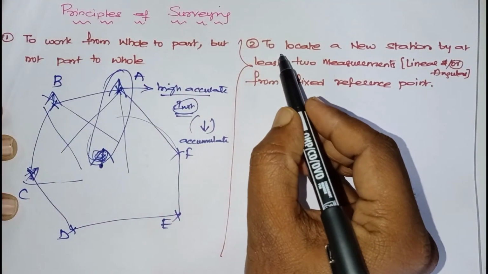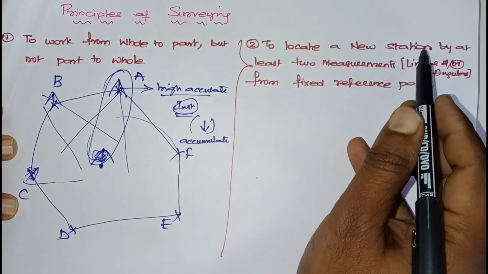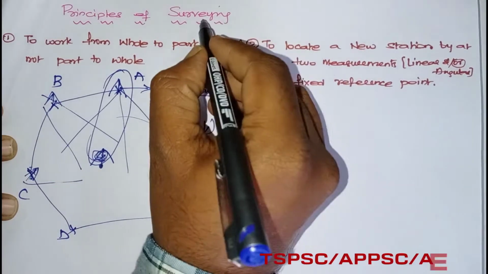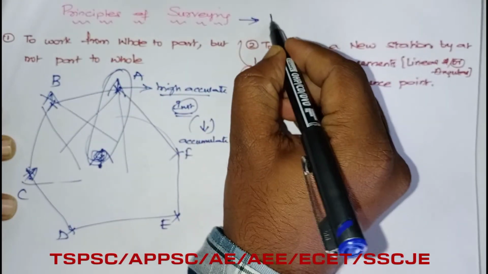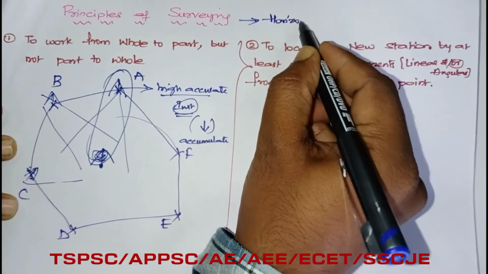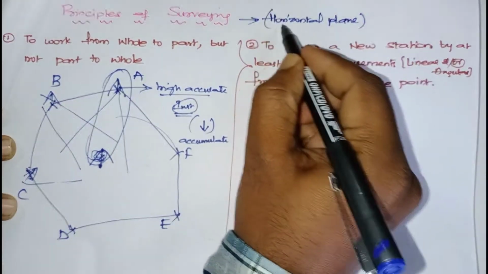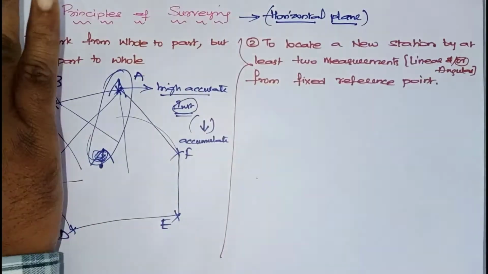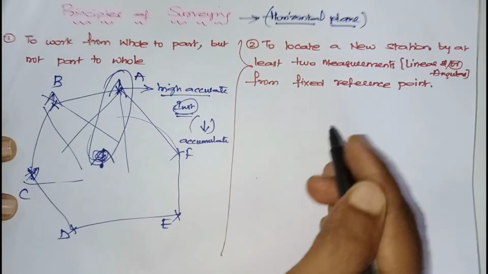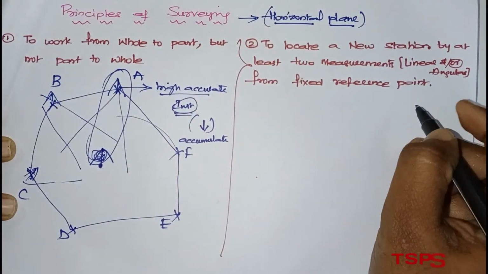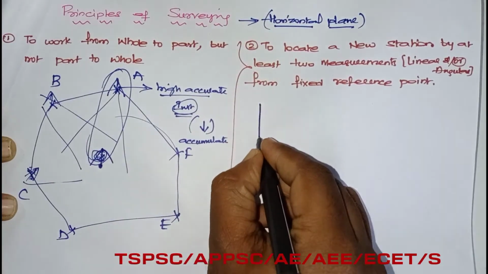Now the second one is what? To locate a new station by at least two measurements. Since surveying is done in the horizontal plane, whereas leveling is done in the vertical plane, keep remembering this. Surveying is done in what plane? Horizontal plane.